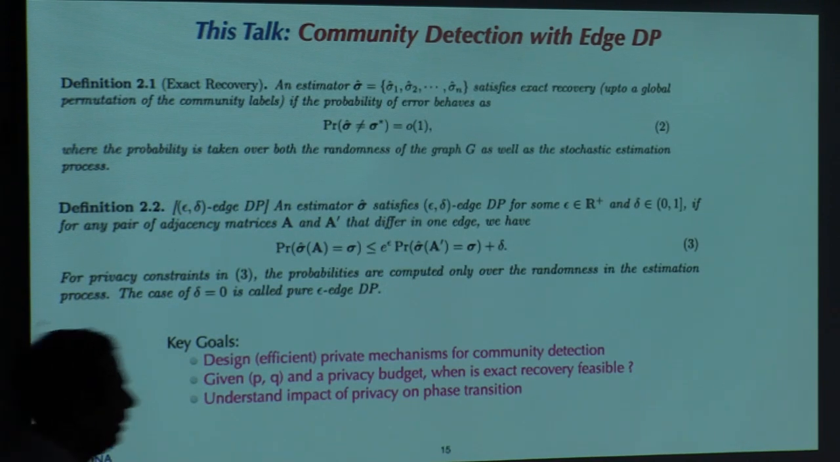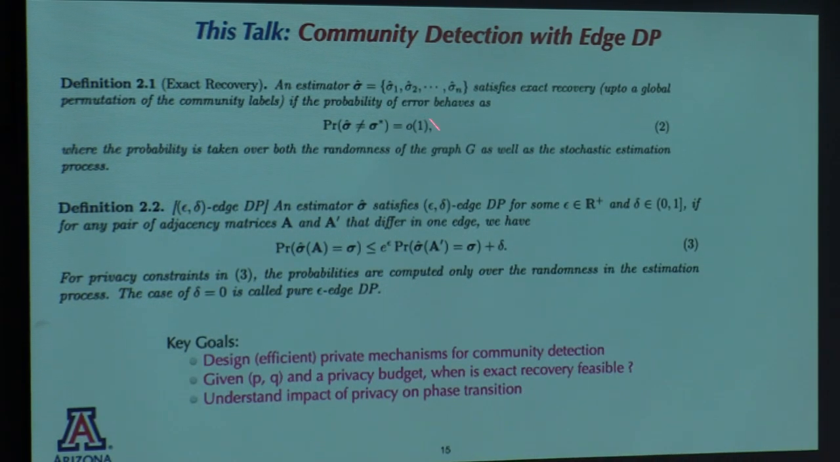So here is what our goal will be: to design estimators for community detection which have two goals. First is exact recovery. So we want to recover the communities as people were doing before. And at the same time, we also want our estimator to satisfy epsilon delta edge differential privacy. Okay, so these are the two goals.